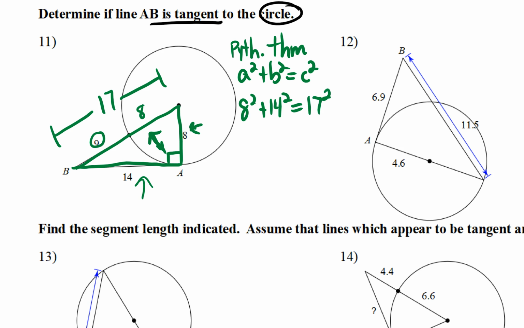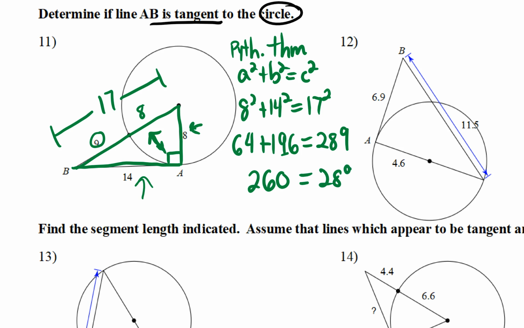Now we simplify this and see if we get the same value on both sides. We take 8 squared and get 64, take 14 squared and get 196, and take 17 squared and get 289. Now we combine these terms and get 260, and that does not equal 289. So AB is not tangent, because the Pythagorean theorem doesn't work, therefore this is not a right angle.